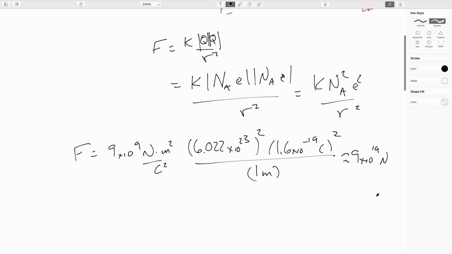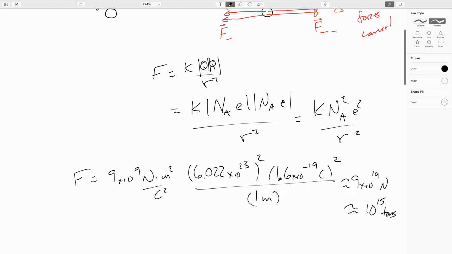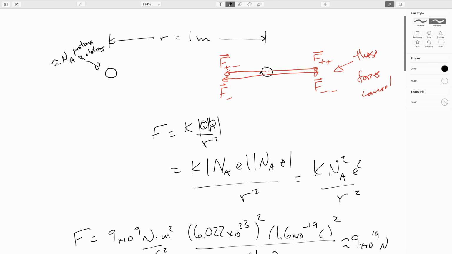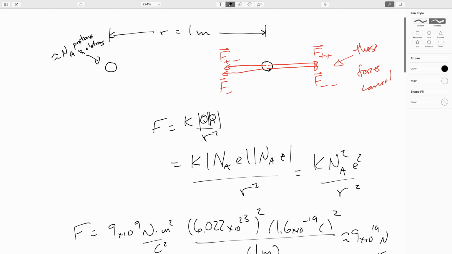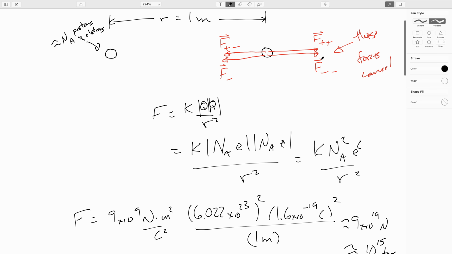which is, if you consider that for a metric ton of material the force of gravity on the surface of the Earth would be 9.8 thousand newtons, on the order of about 10 to the 15 tons of force. So if I have two peas just sitting there a meter apart, this force is 10 to the 15 tons, this force is 10 to the 15 tons, this force is 10 to the 15 tons, and this force here is 10 to the 15 tons. Add them all up and you get 0.